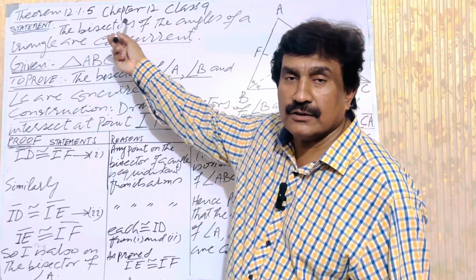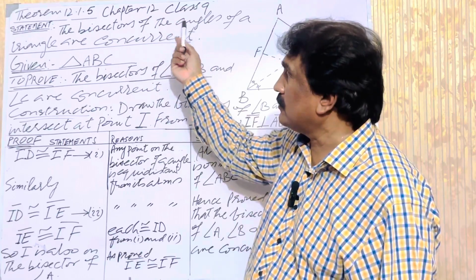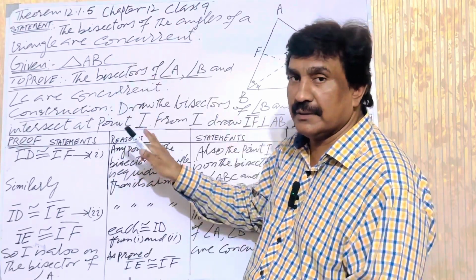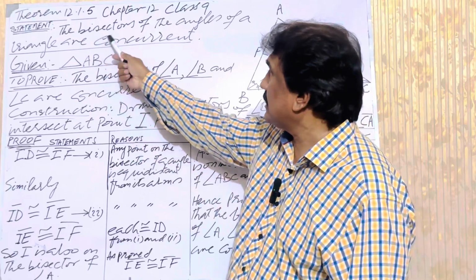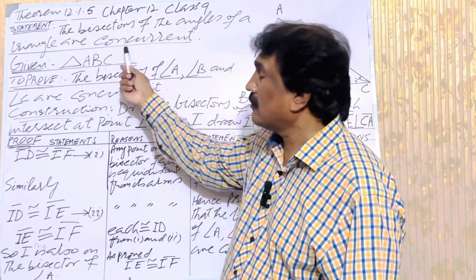Okay, I think this is the last theorem of chapter number 12, class 9th. Okay, so I have made it simple, so try to understand it. The bisectors of the angles of a triangle are concurrent.